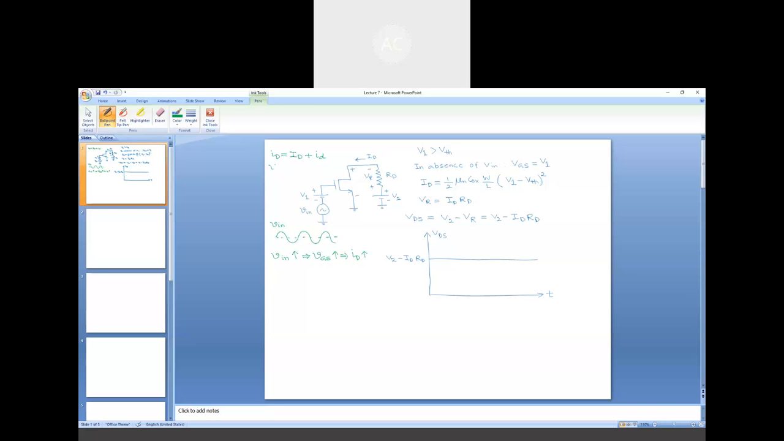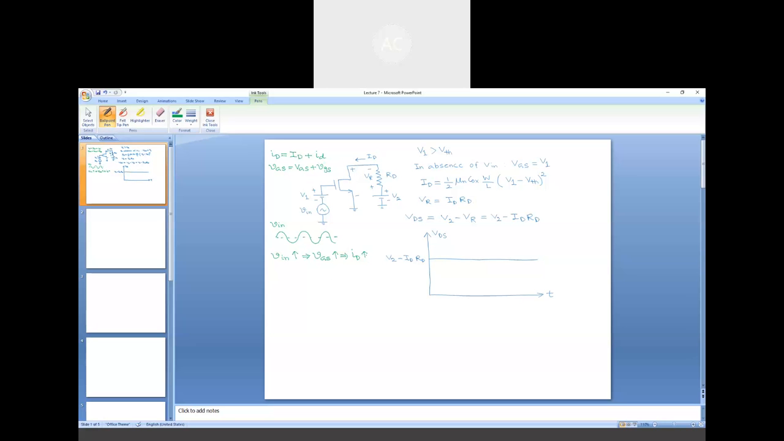Similarly, this small v capital GS is nothing but capital V capital GS plus small v small gs. So this is the DC component. The first one is the DC component, and the second one is the time varying component, and the summation of these two is the total instantaneous voltage.